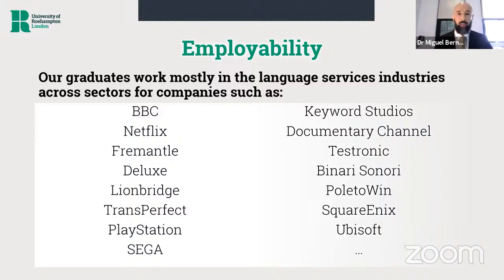But our students typically go to work for some of these companies and many others. I suppose you recognize some of them: television companies, game companies, online broadcast companies, language services, testing companies. Testing companies like Testronic or Poltruwing are the companies where translators do the play testing, for example. So they're playing and they are editing the text, because it's like correcting a draft, like proofreading. Lionbridge, Deluxe, obviously, you know, the film companies, the game companies.